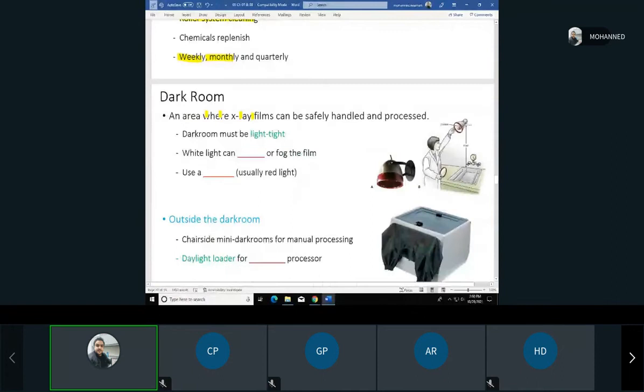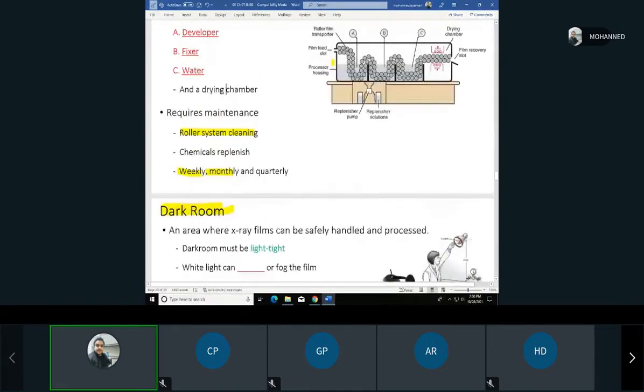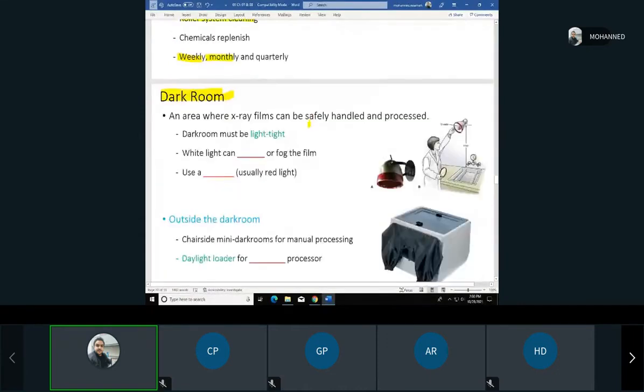To be able to process these films, we have to have a dark room. We used to have a dark room where you go in with your films and do the processing by hand, or even place the films inside of the processor, because you have to take them out of the packet and put the film into the processor. And if the film gets exposed to any white light, it will be ruined.